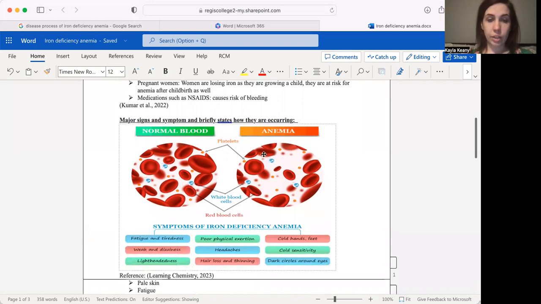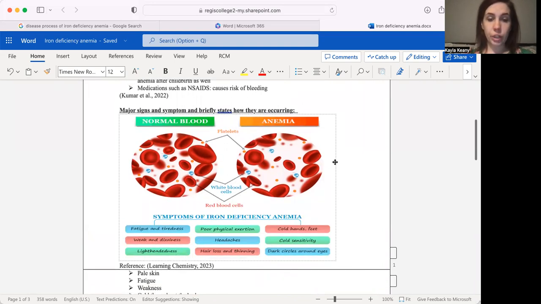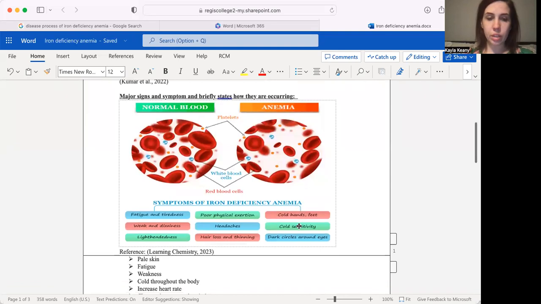On this diagram, by Learning Chemistry in 2023, they show what normal blood looks like compared to anemia, with the platelets, white blood cells, and red blood cells.